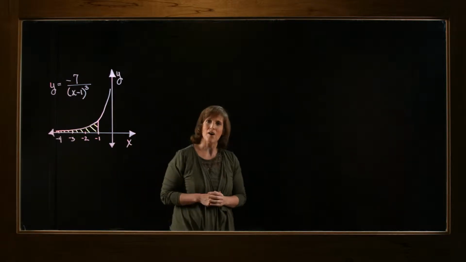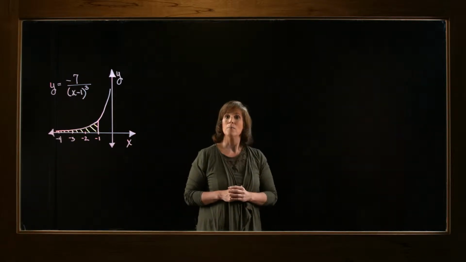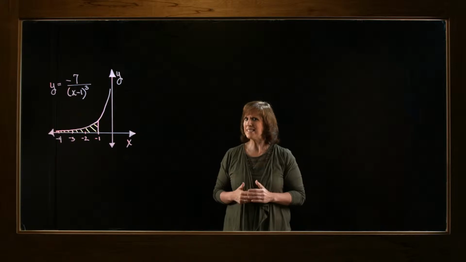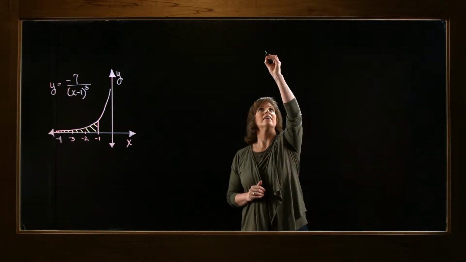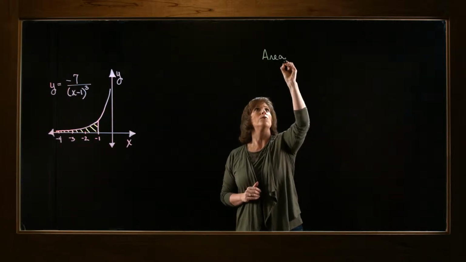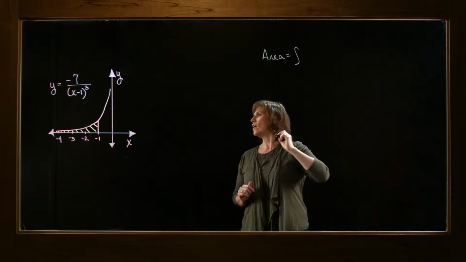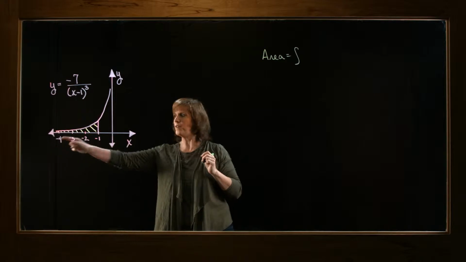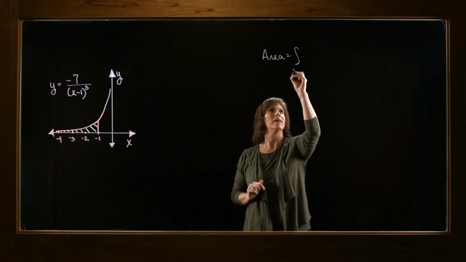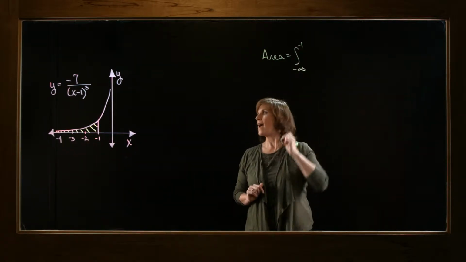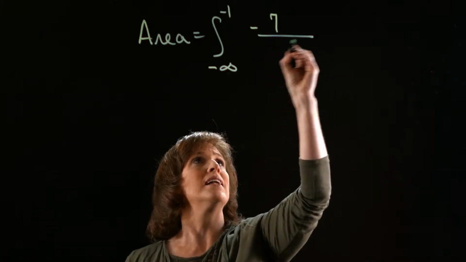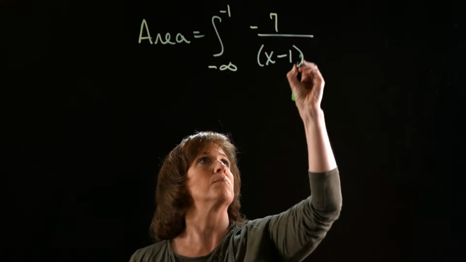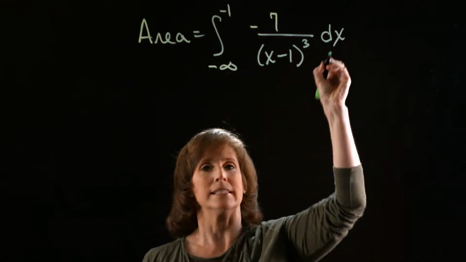Well, we know that you can calculate area under a curve by using a definite integral. But let's see what our definite integral is going to look like this time. So our area is going to be equal to the integral from -infinity to -1. And the function that we'll be integrating is minus 7 divided by the quantity x minus 1 to the third power, dx.